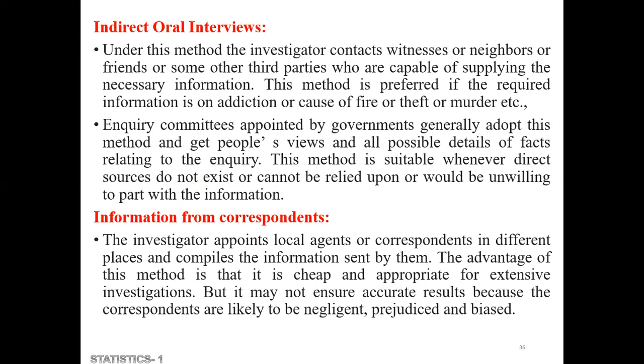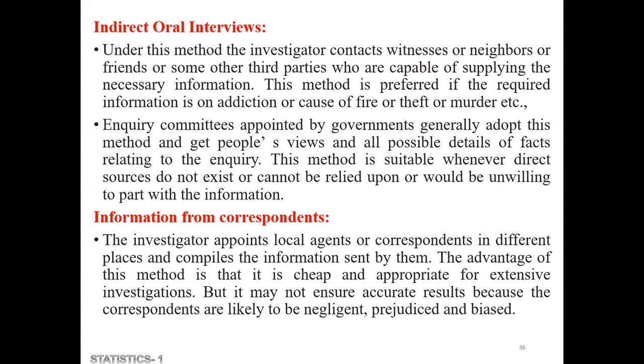So coming to the next method is the information from the correspondence. Here the investigator appoints local agents or correspondents. They are also called field correspondents, news correspondents in different places, and compiles the information sent by them. The advantage of this method is that it is very cheap and appropriate for extensive investigation, but it may not ensure accurate results because the correspondents are likely to be negligent, prejudiced, or biased. In these cases, the information from the correspondence may not be very accurate.